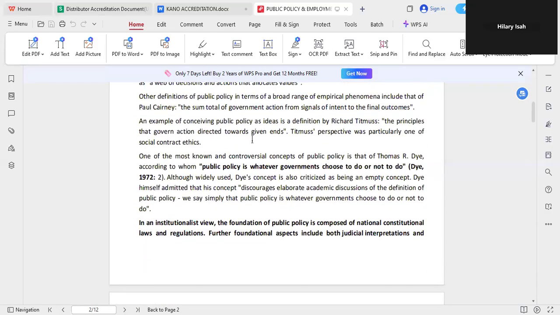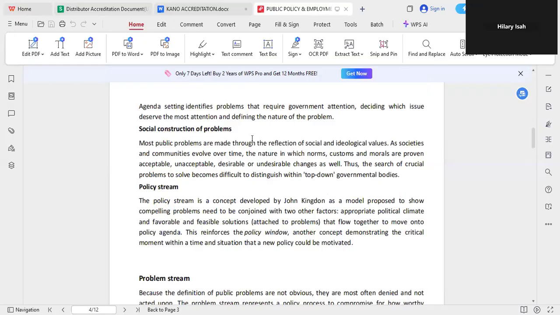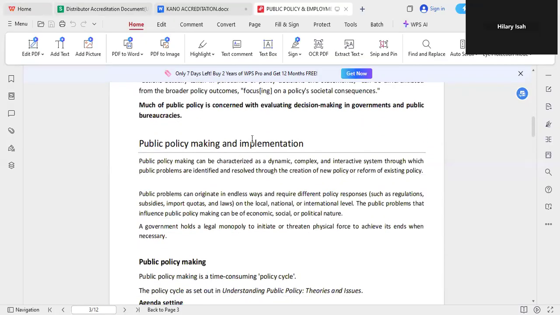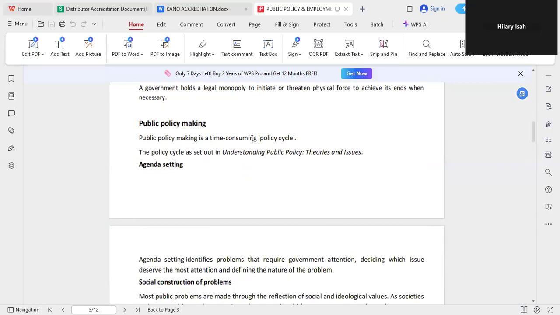Public policy is whatever government chooses to do or not do, according to what Thomas Dye said, and we examined that yesterday. Then we proceeded to talk about public policy making and implementation. And we said public policy making is a time-consuming system. It's time-consuming because of the various cycles and procedures that must be followed before you can come up with a policy.